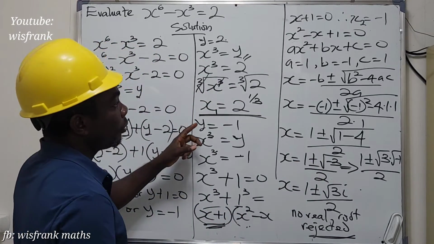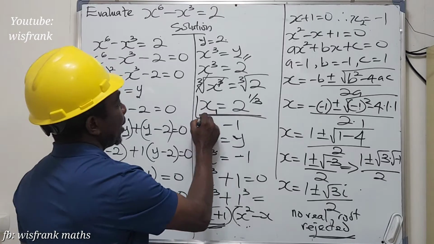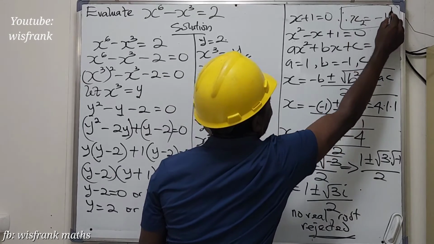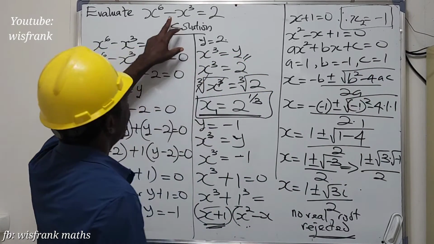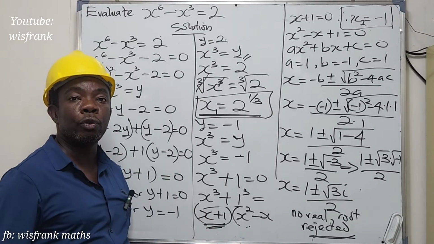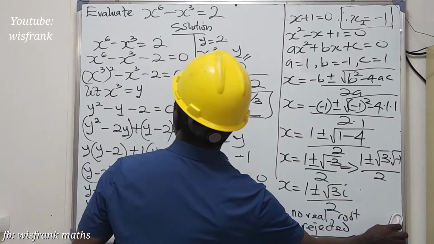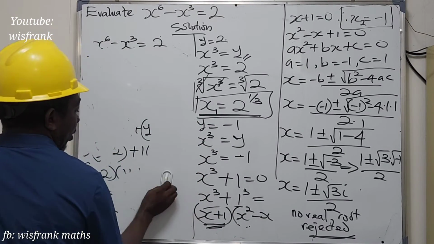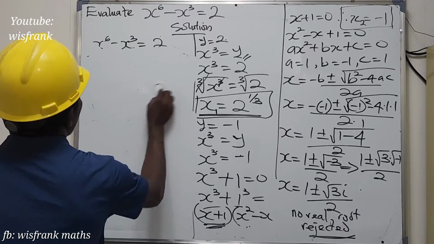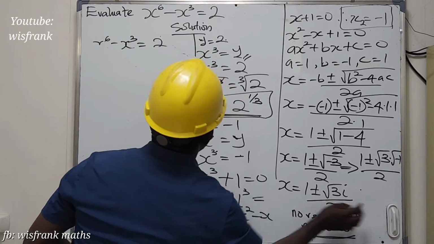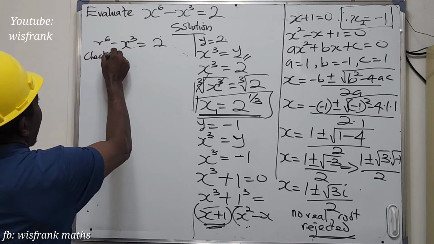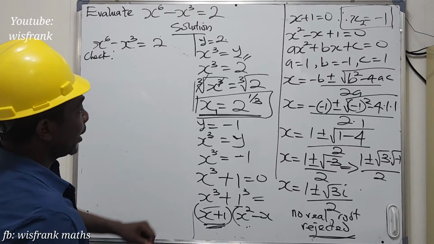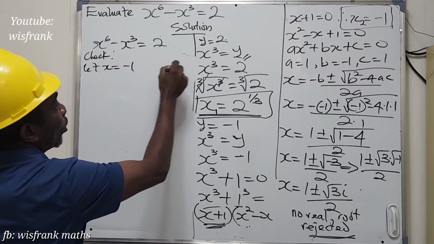So the possible values of x that we are going to use are this, and also x2, which equals minus 1, and it satisfies this expression. But we can do a little check to see whether x equals minus 1 or x equals 2 to the power of 1 over 3 will satisfy the question that was given. So in this case, we say check. We have x to the power of 6 minus x to the power of 3 equals 2. Let x equals minus 1 from here.